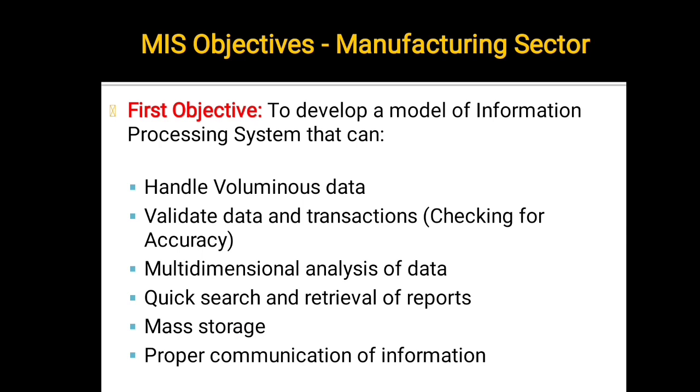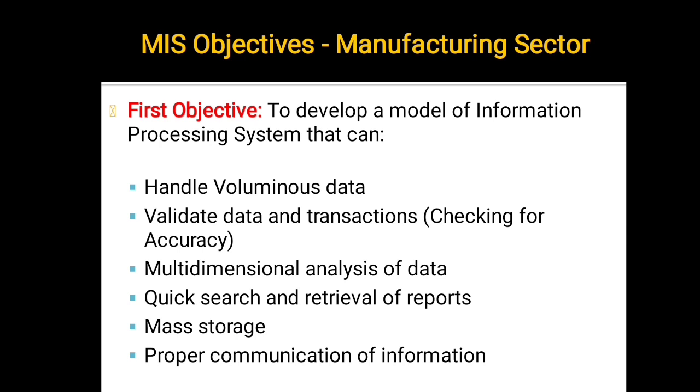The first objective says that an MIS system should give you a model which will help you to process your information, right? So your system should be capable enough to handle a large bulk of data, or voluminous data. Your system should also be able to validate the data as well as transactions. That means the routine business transactions which are carried on a daily basis in an organization, your system must ensure that those transactions are accurately performed.